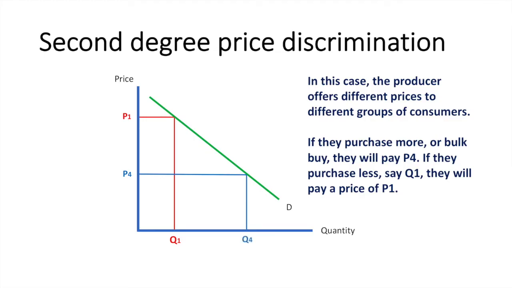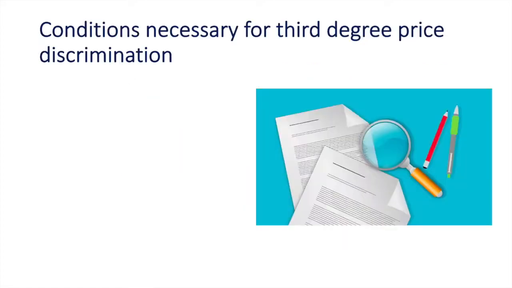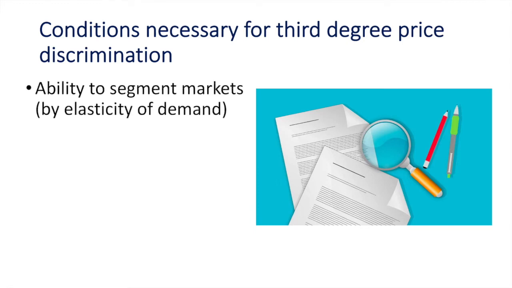Next up is third degree price discrimination. For third degree price discrimination to take place, these conditions must hold true. We'll consider each in turn. First, the firm must be able to segment their markets by elasticity at minimal cost. In the UK, you can purchase train tickets for off-peak and peak travel. The cost to separate the markets is minimal.